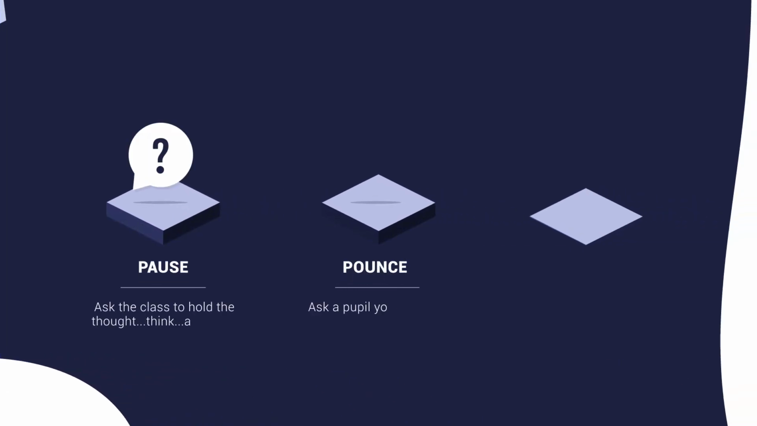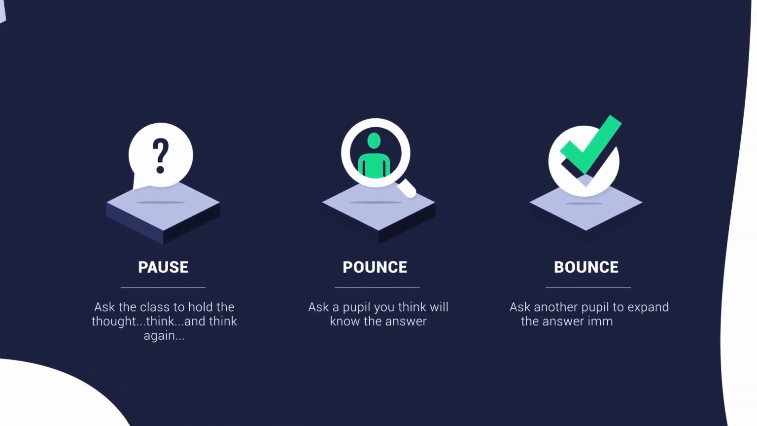And the final technique that we're going to look at is pause, pounce, bounce. Pause, pounce, bounce is really useful when you know your class and you know who are your stronger pupils and who are your weaker pupils. When you ask a question, it's really important to pause before you pick a pupil to answer. This pause will allow pupils to think clearly and reflect on the answer that they would give before you then ask a pupil a question.